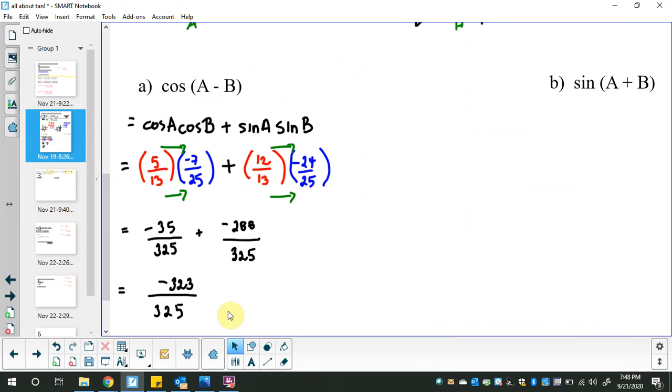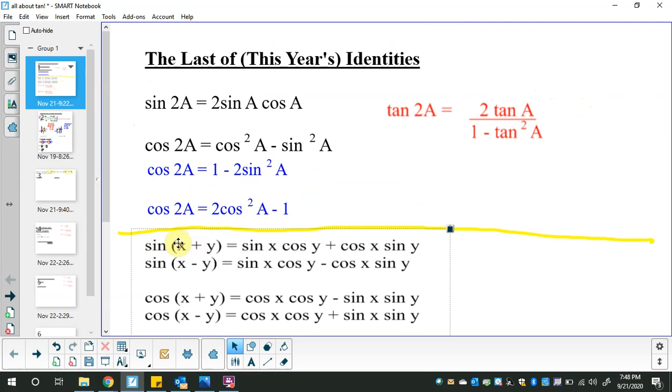So now let's do it again, only let's do it for sine A plus B, which means you should still recall that there is a trig identity that kind of looks like that. So this one is sine, cos, cos, sine.